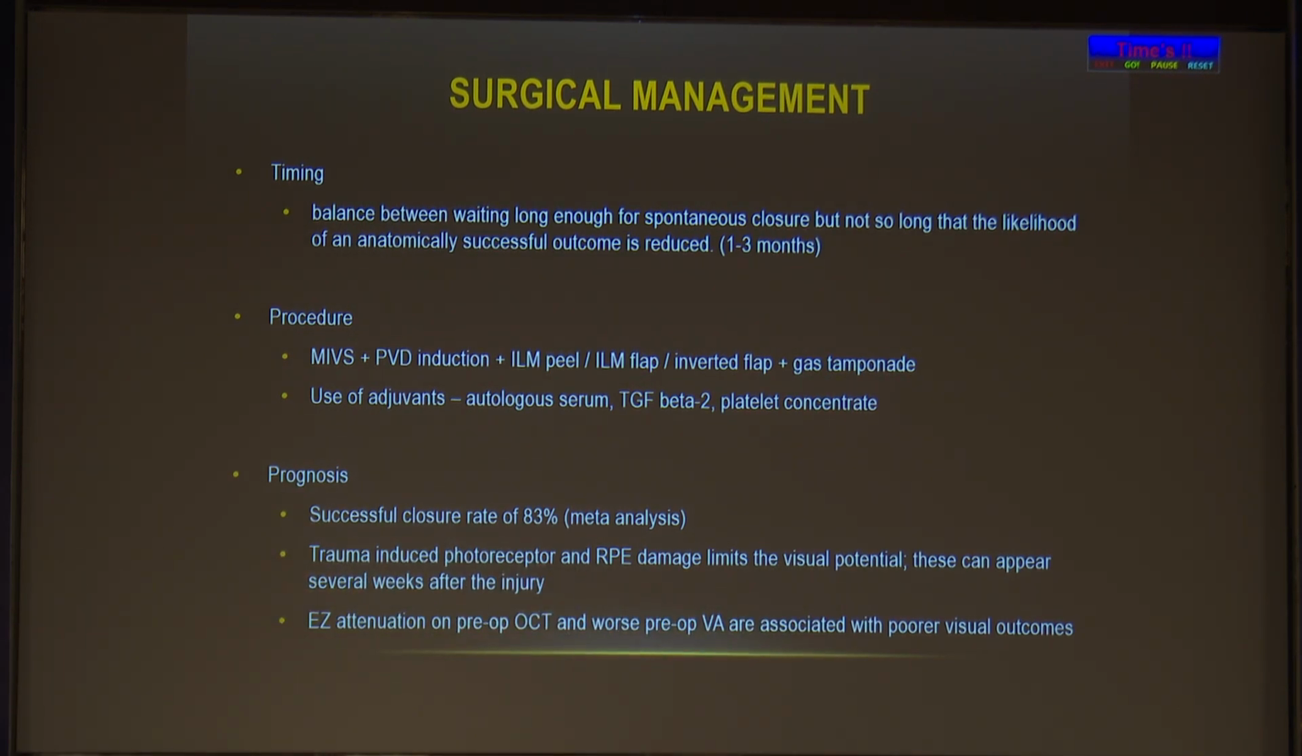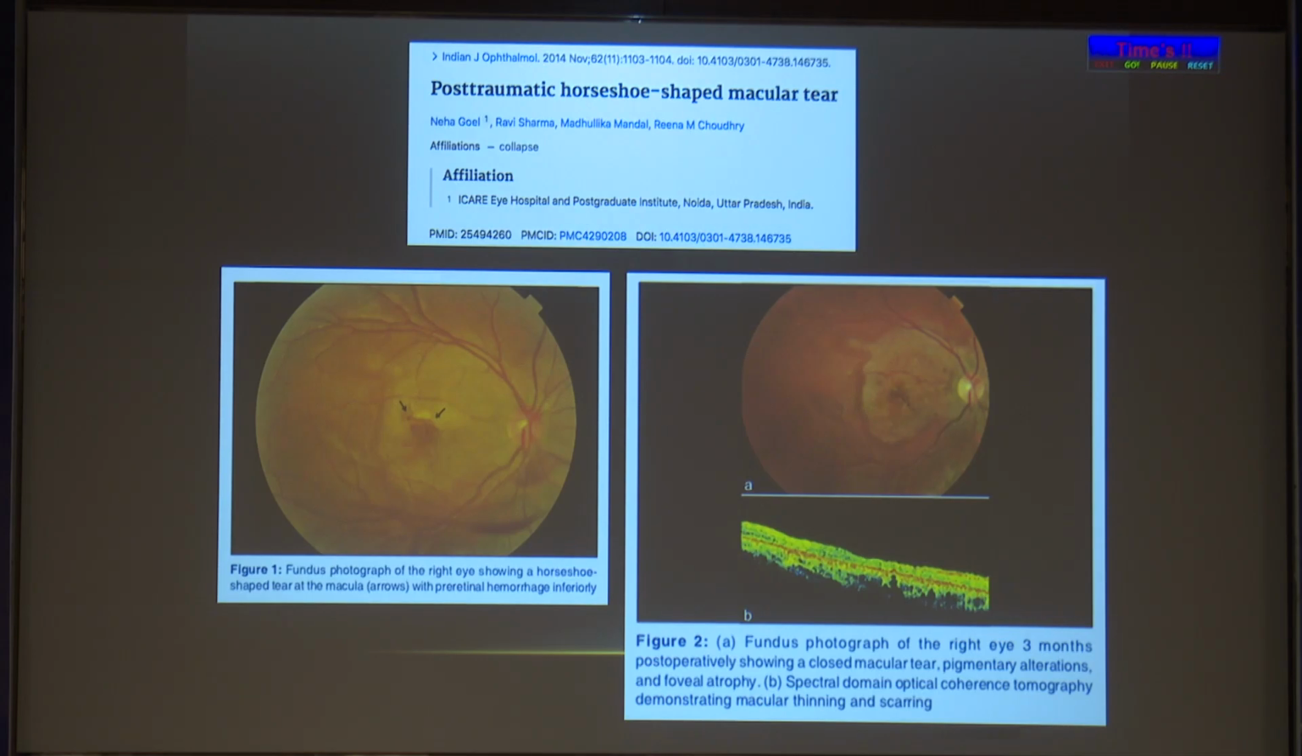Prognosis, successful closure rate is 83% by meta-analysis. A trauma-induced photoreceptor and RPE damage limits the visual potential. These can appear several weeks after the injury. Ellipsoid zone attenuation on preoperative OCT and worse preoperative visual acuity are associated with poorer outcomes. So some studies by Dr. Neha.